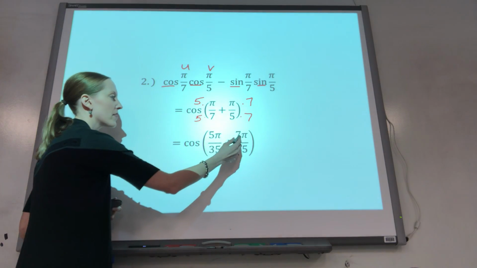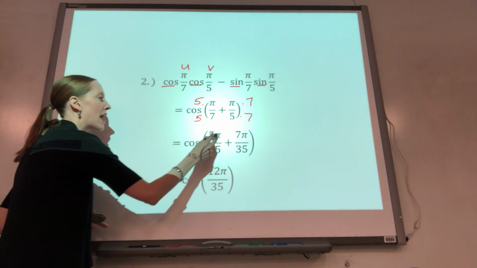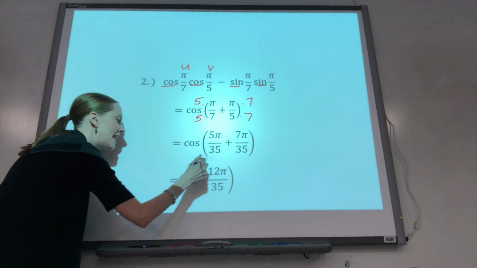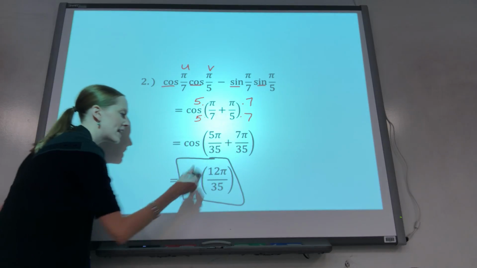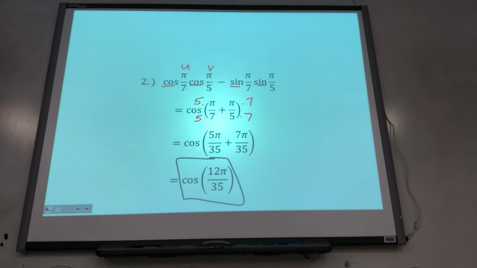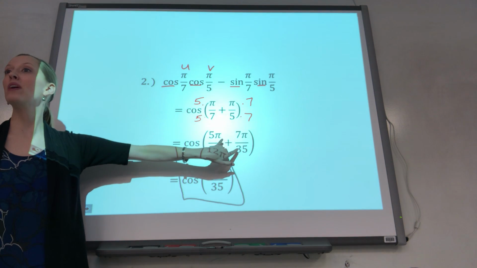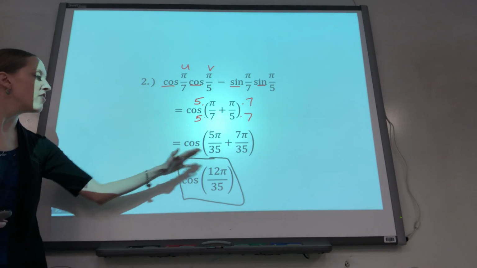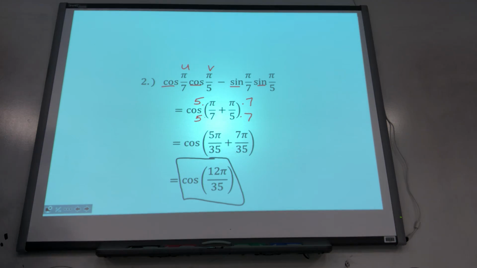Now add the numerators. 5 pi plus 7 pi is 12 pi. And make sure that your answer still has cosine in front. A lot of times we just start working with these numbers and we kind of forget to put that trig function out front. The whole thing would be your answer.